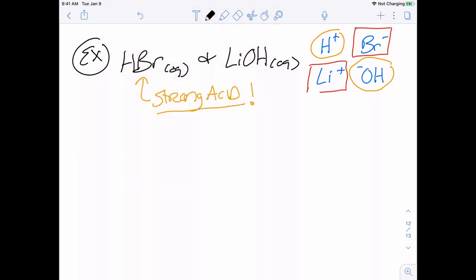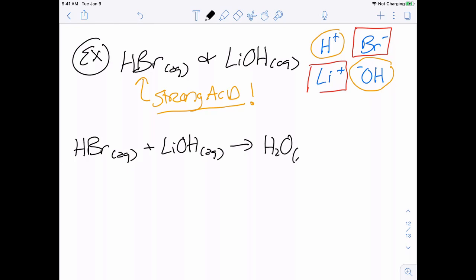So my equation, HBr plus lithium hydroxide. We're producing water, which is a pure liquid. I do want to see that L after it. Plus lithium bromide, because lithium has a +1 charge and bromide has a -1 charge. I only need one of each. Oop, I'm jumping ahead of myself and writing ionic. I only need one of each when I put them together.